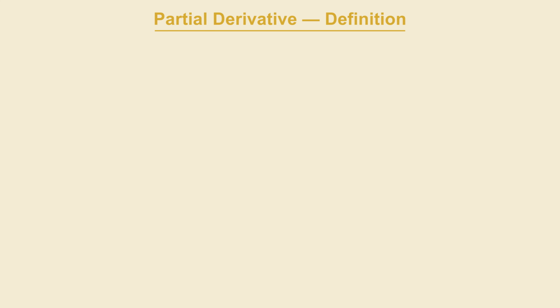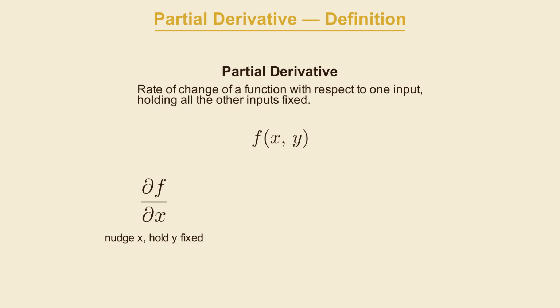A partial derivative is the rate of change of a function with respect to one of its inputs, holding all the other inputs fixed. So if we have a function of x and y, the partial derivative with respect to x asks, if we nudge x by a tiny amount and leave y exactly where it already is, how does the function respond? And the partial with respect to y asks the symmetric question. How does the function respond to a tiny nudge in y holding x in place?